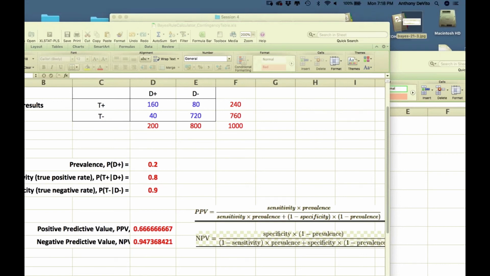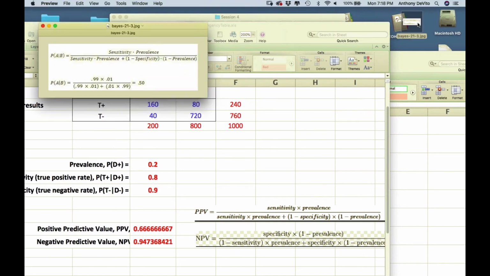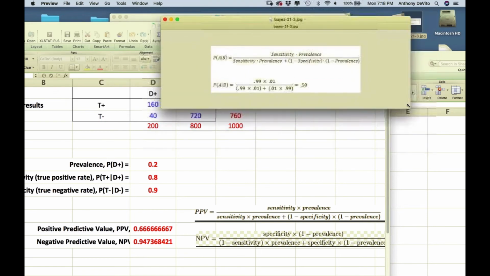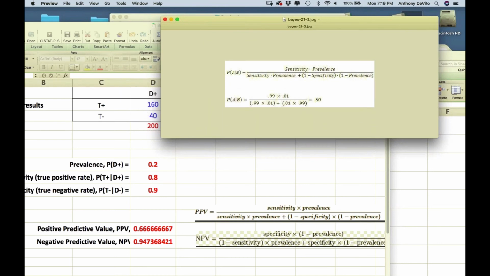Okay, I'm going to open that up so we can see it. Probability of A given B has occurred. The probability that you have the disease given that you've tested positive, right? So what is A? A is the probability you have the disease. B is the probability that you test positive. So A is disease, B is the result of the test.